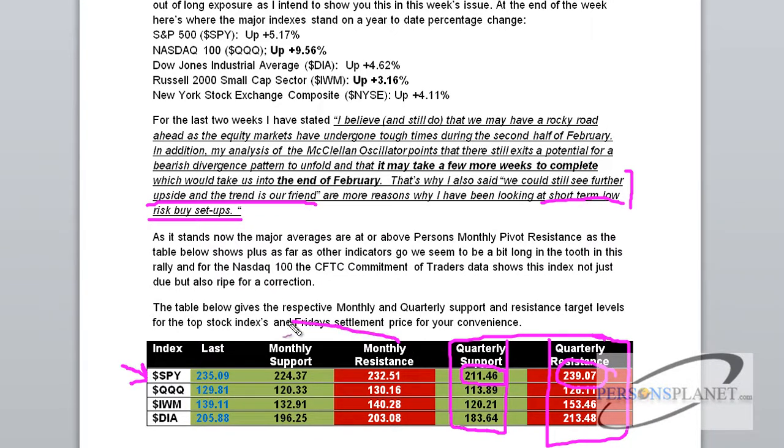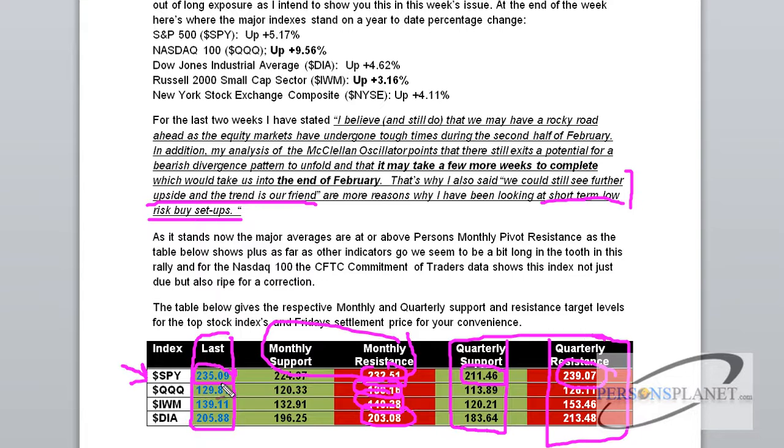In addition, we give out monthly and weekly pivot resistance, as it's important to see where the equity markets are in relationship to the pivot resistance levels for the respective markets. And something we added as a request, so that people can understand where the market is, is that the last price is as of Friday's close.